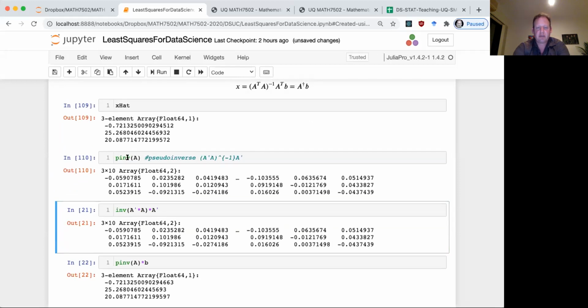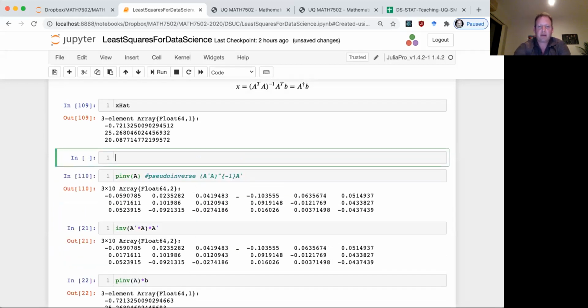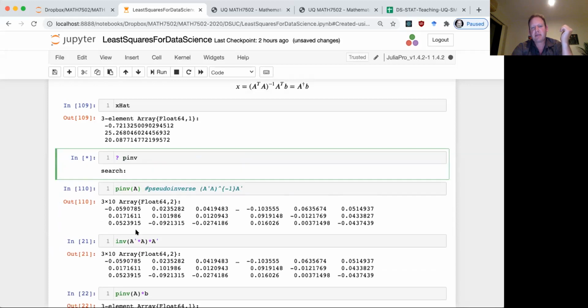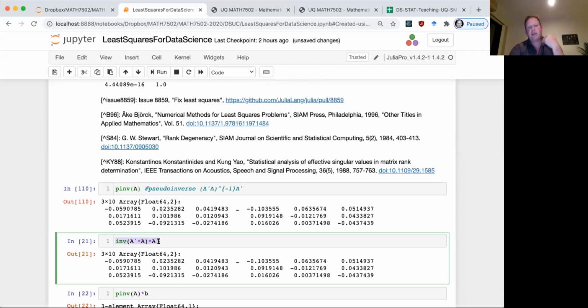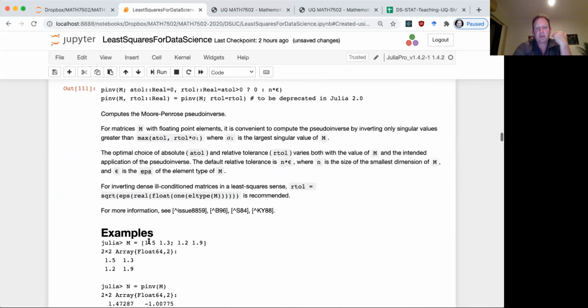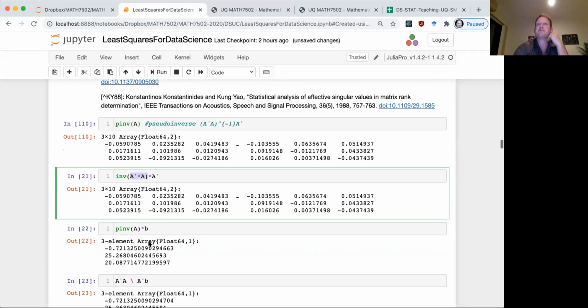And here, pinv is something you can do a question mark on, that comes with linear algebra. It computes a pseudo inverse. It doesn't do it exactly by doing what I'm doing here, but this is what the formula means: this is a pseudo inverse formula when A transpose A is invertible. So here's the documentation, you can read it for the pseudo inverse.